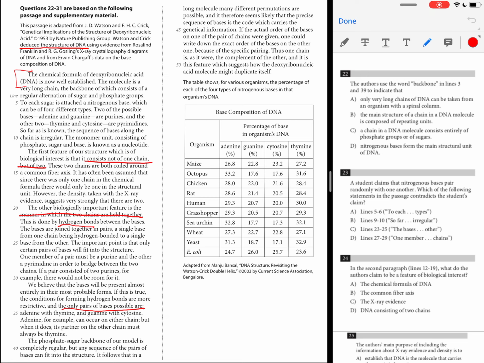Now I'm going to look at the next paragraph, 39. The phosphate sugar backbone of our model is completely regular, but any sequence of bases can fit into the structure. Okay, so it's a regular structure, but then there's any sequence.